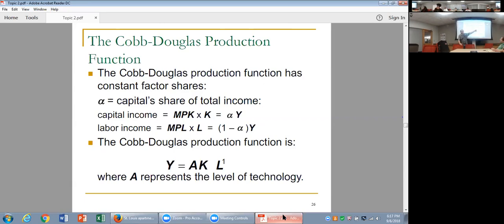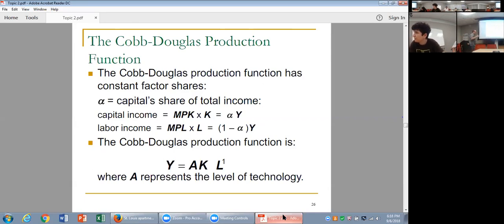Wait, what's L1? Why is it 1? I was just saying L to the first power. I could have put the 1 here. When I was typing it in equation editor in PowerPoint, I just forgot to do it. I didn't want to bother doing it. So there should be a 1 here. It's nothing more than that.